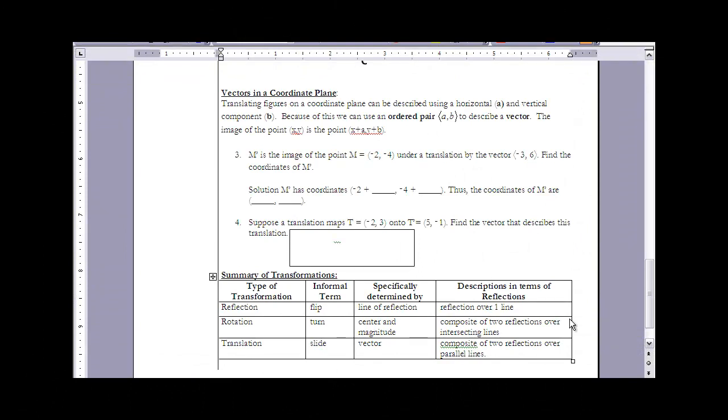Alright, let's take a look at these last 2 examples. In number 3, it says M prime is the image of the point M (-2, -4) under translation by the vector ⟨-3, 6⟩. Find the coordinates of M prime. Basically, we're going to add the vector to the point, just like we did above, adding a to the x coordinate and b to the y coordinate. So I'm going to put in -3 here and 6 here. Well, -2 and -3 is -5. -4 and 6 would be 2. So the coordinates of M prime would be (-5, 2).